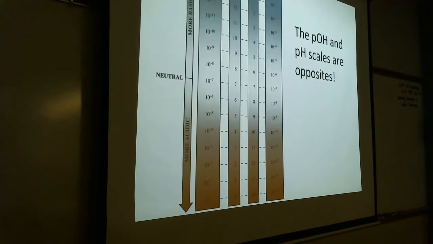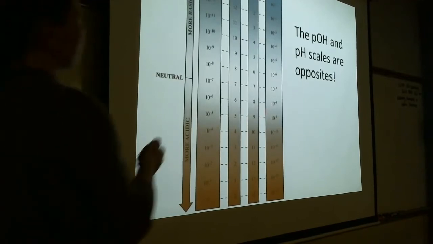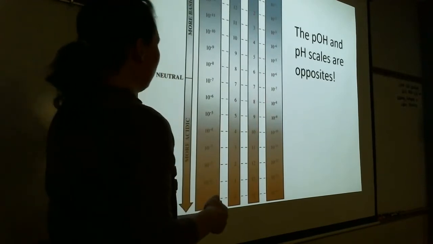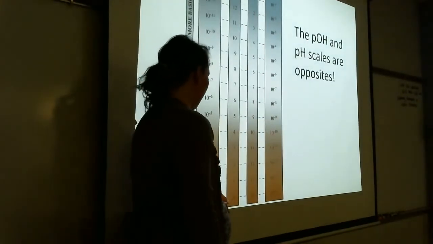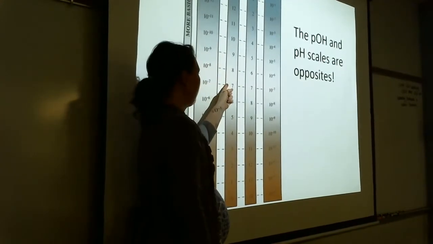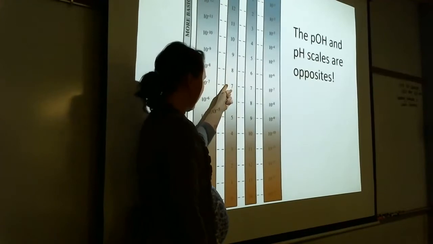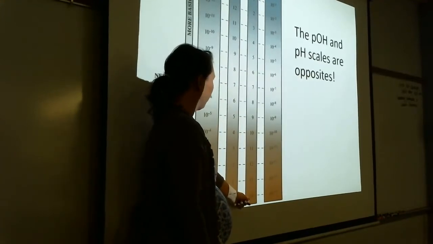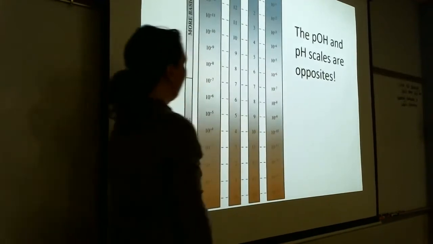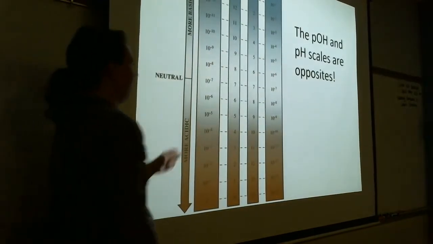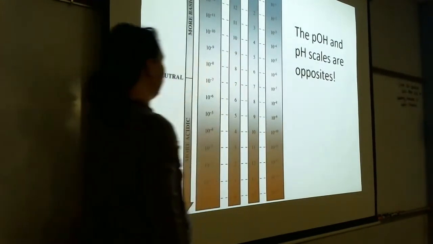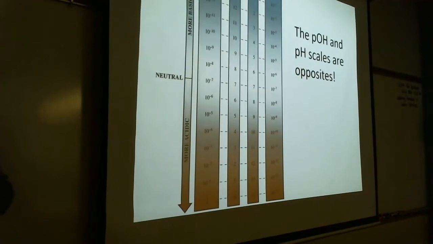Now, if you notice something, here's something fun, right? The pH scale and the pOH scale are opposites of each other. So in other words, if you're an acid, you'd have a pH of 0 to 7 on the pH scale. But if you're an acid on the pOH scale, you have a pOH of 14 to 7. Right? They run opposite each other. And again, it's log base 10, so that means there's a 10-fold difference between each value that you see on both the pH scale and the pOH scale.